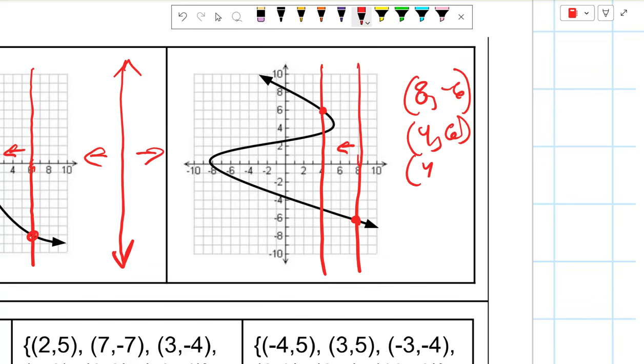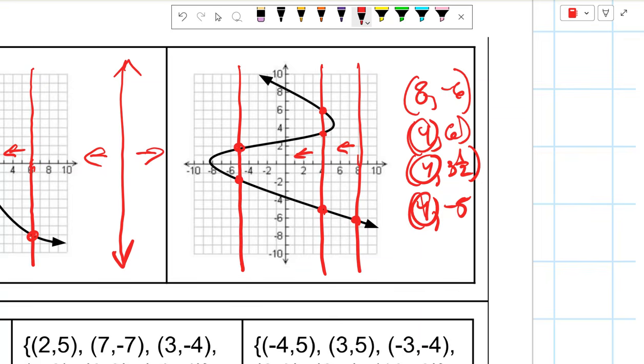I can see right here it crosses at, that's about 3.5. And I can see that it crosses down here at -5. And you can see that I'm putting in 4, but I'm getting different values. So that is not a function. And if you continue moving this across, you can find other spots on the graph that it crosses twice. And that's another indicator that it's not a function.